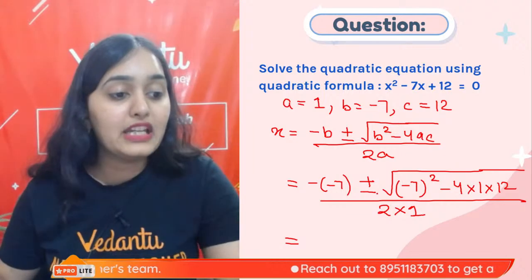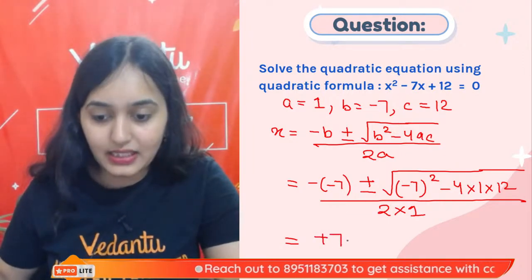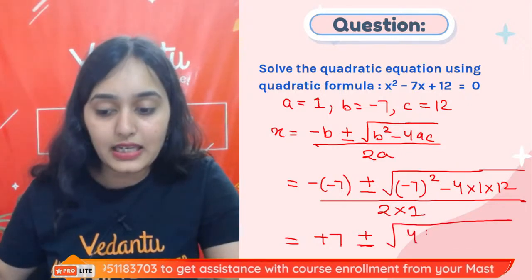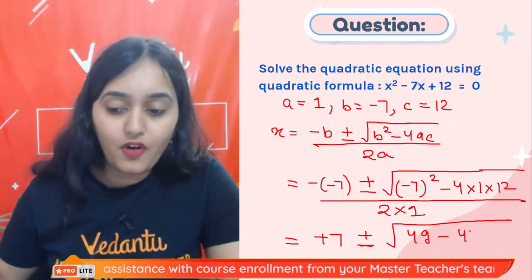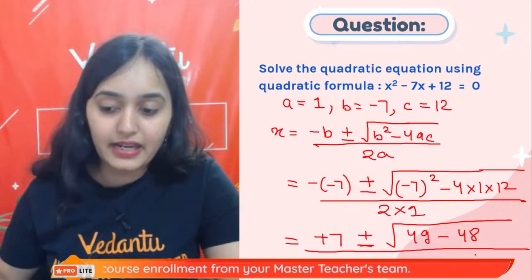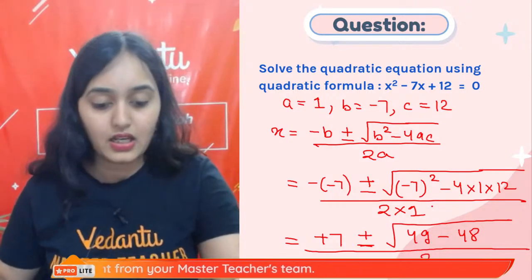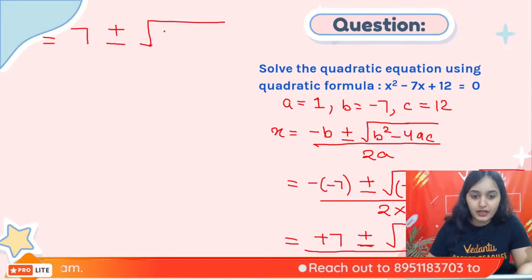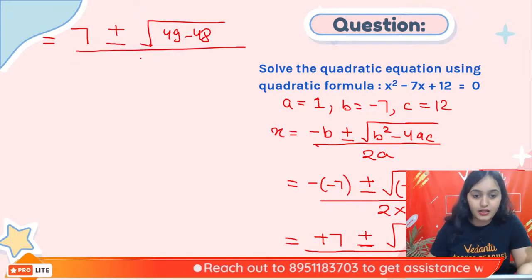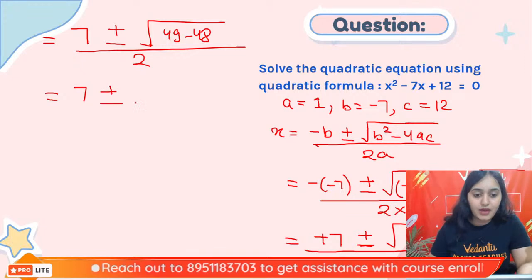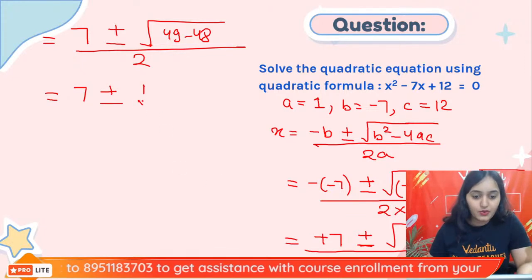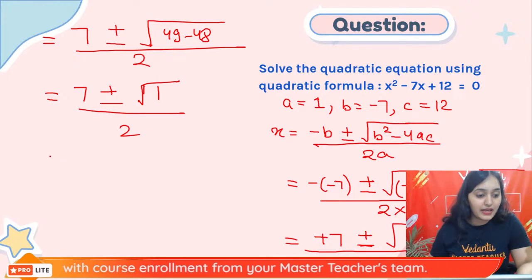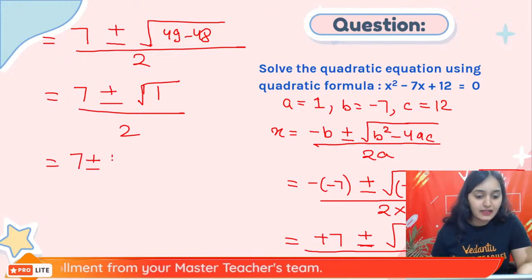What is the answer? Minus of minus 7 is 7, plus minus root over 7 sevens are 49, 12 fours are 48, whole divided by 2 ones are 2, right? So what are we getting? We are getting 7 plus minus root over 49 minus 48 upon 2. So this is equal to 7 plus minus root over 1 upon 2. So this is basically 7 plus minus 1 upon 2.